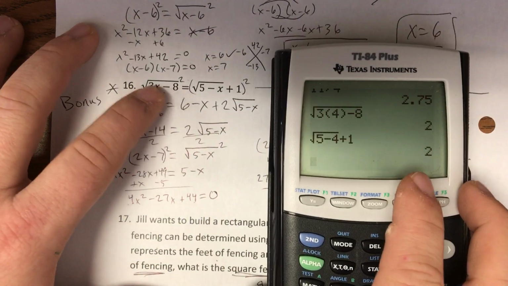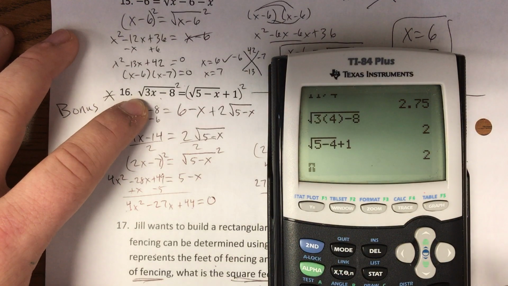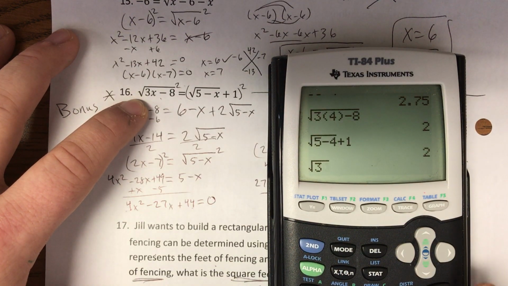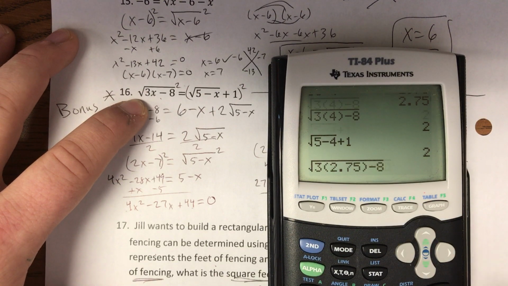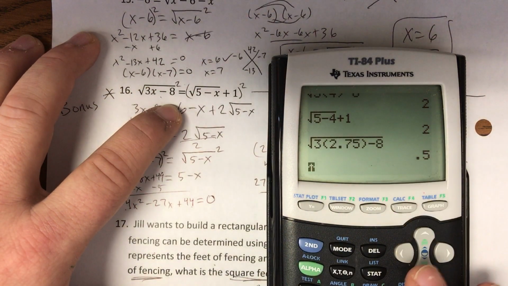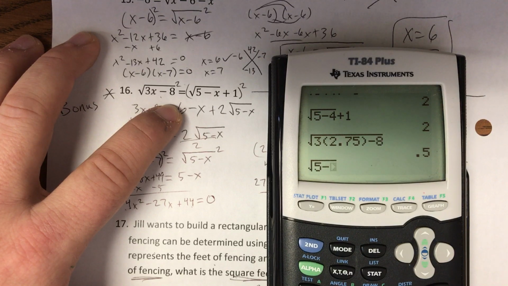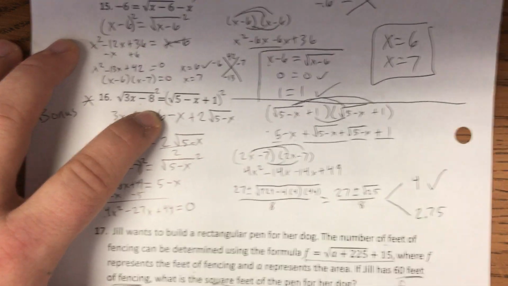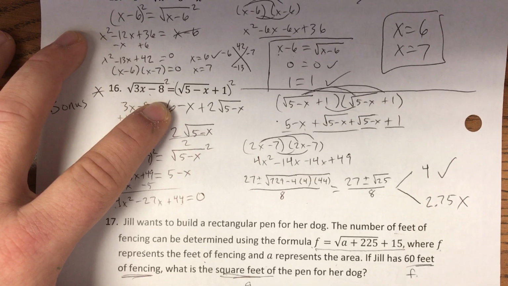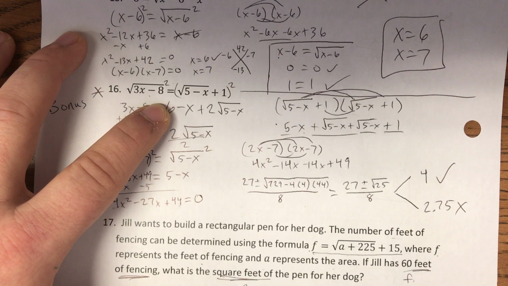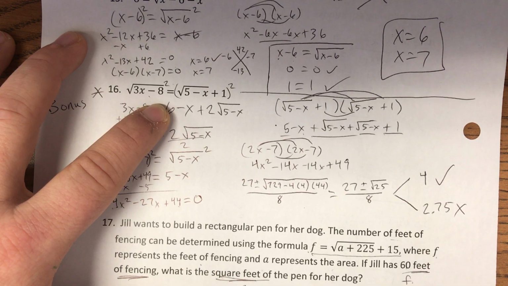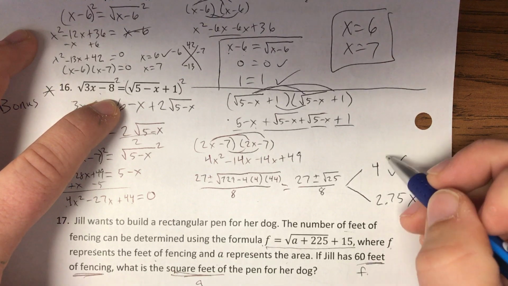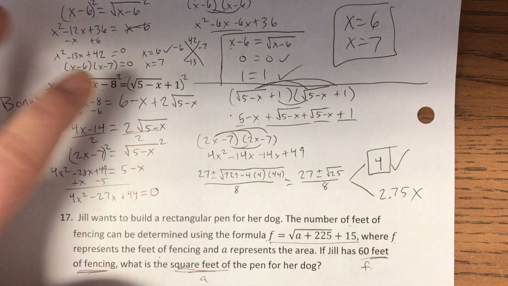Now I'll do the same thing with the 2.75, and so the square root of 3 times 2.75 minus 8 gets 0.5. On the other side, 5 minus 2.75 plus 1 gets 2.5. And so the 2.75 doesn't seem to work. 4 is my only answer on this one.